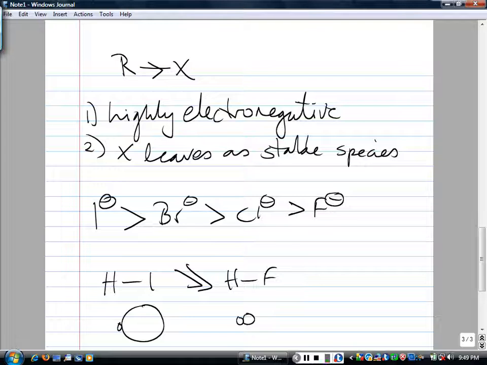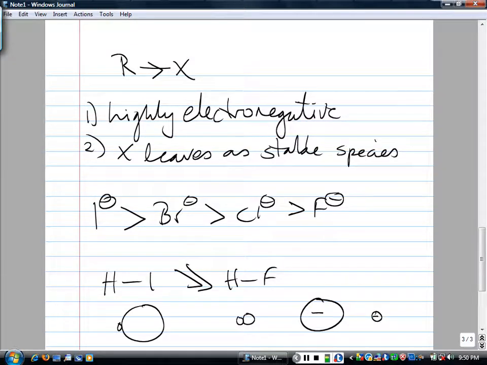Reason two is, when H plus comes off, I can make I minus, where the minus charge is stabilized over a large area, or I can make F minus, where my minus charge is concentrated in a small area. So in general, the bigger the leaving group, the more it disperses charge, the more stable it is, the better it is as a leaving group. So the stability of the leaving group is impacted by all the factors that affect charge stabilization. And that is a combination of resonance, induction, and size.